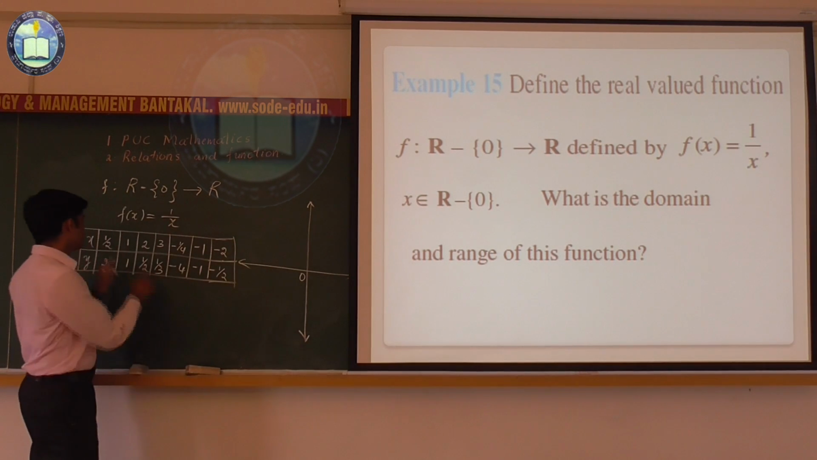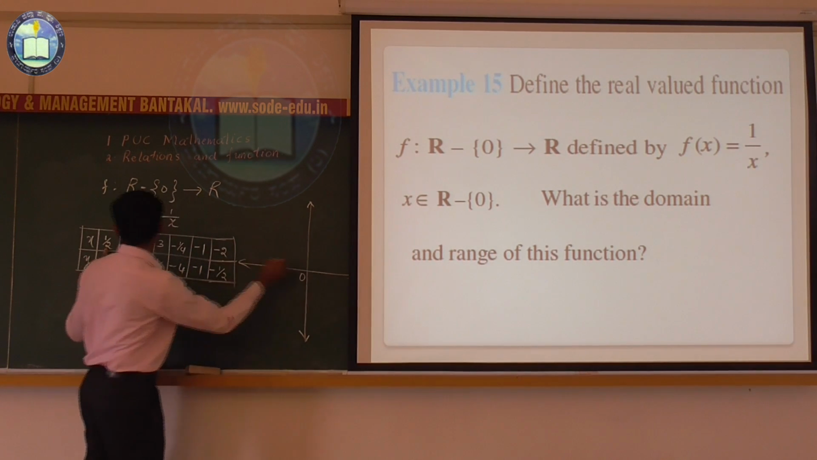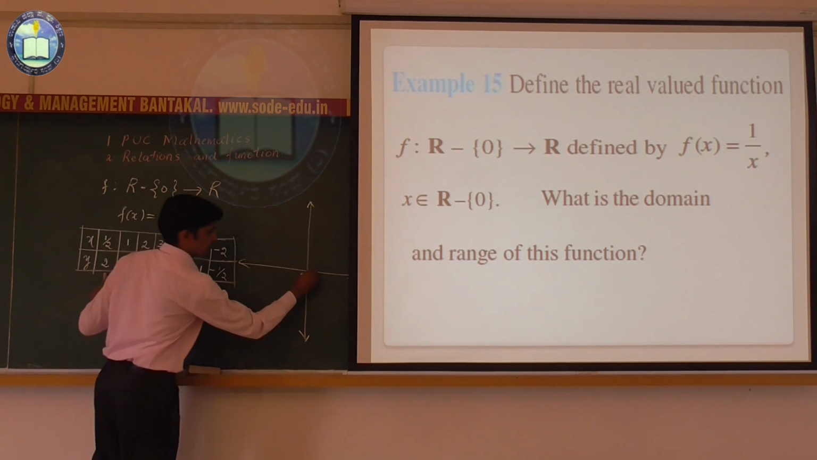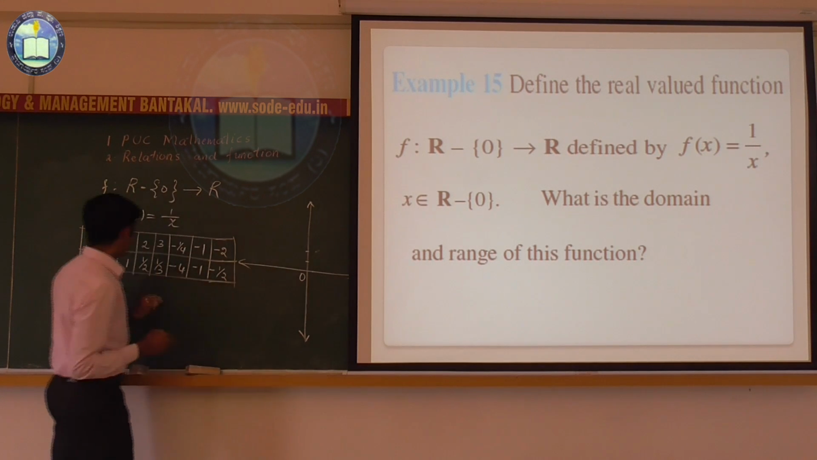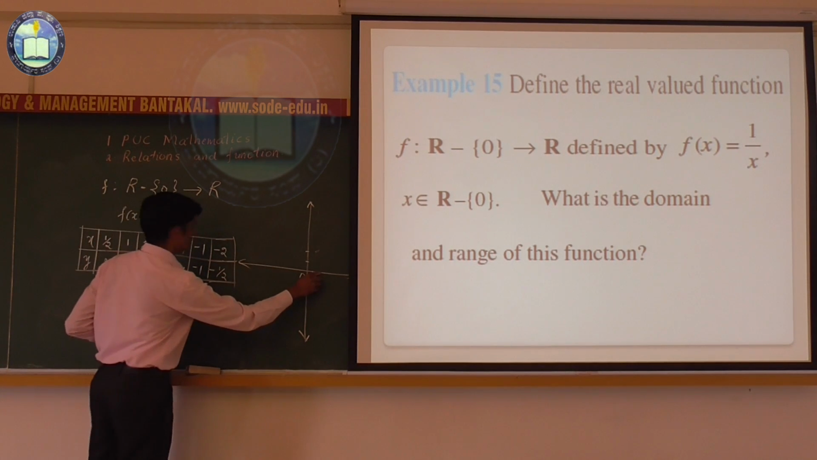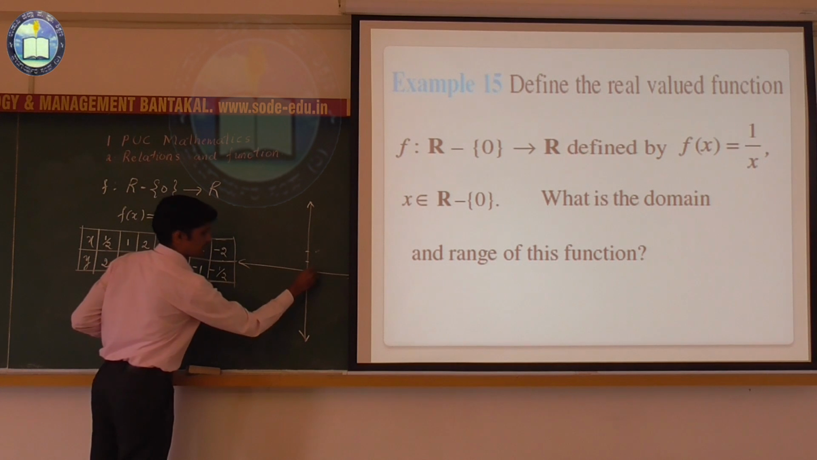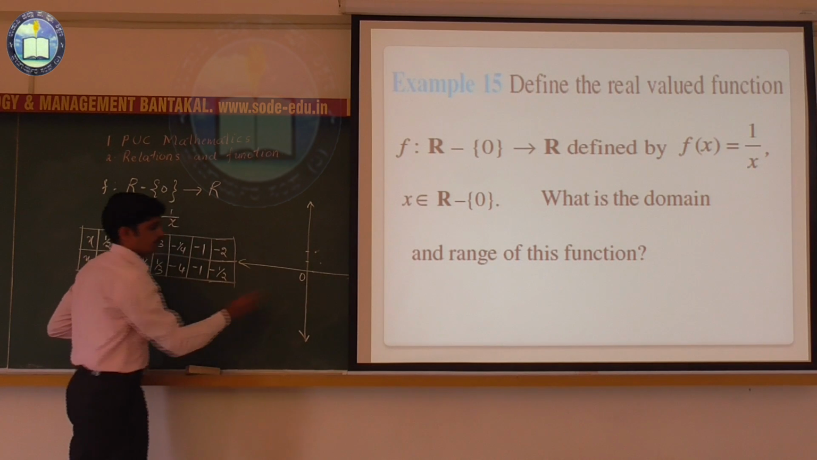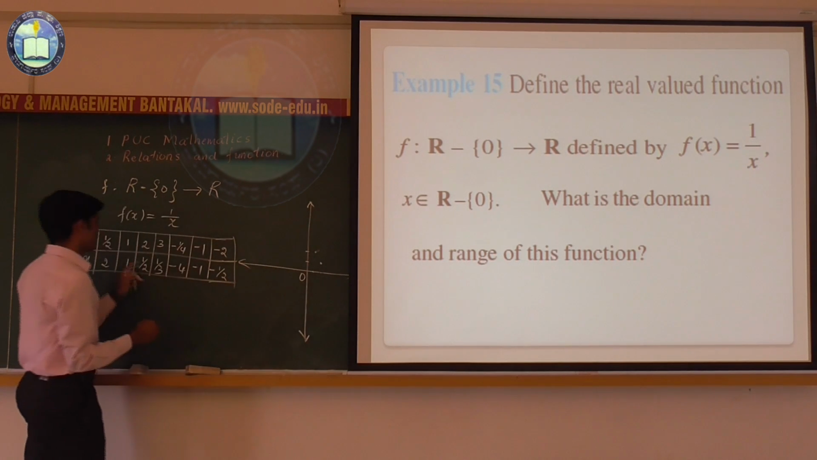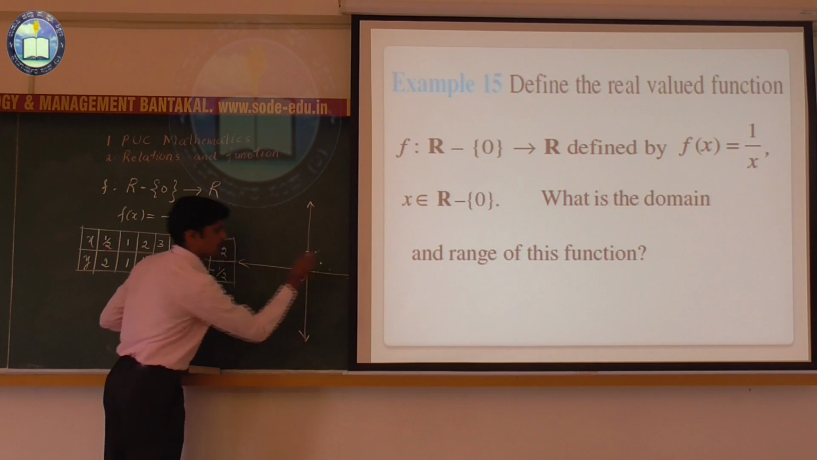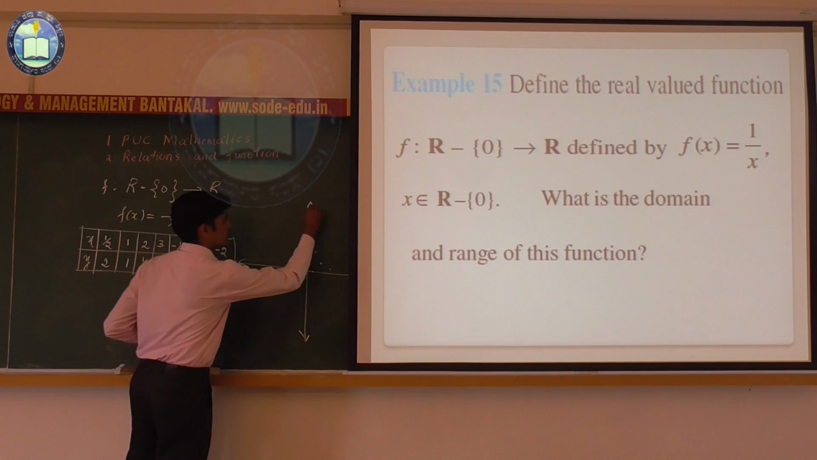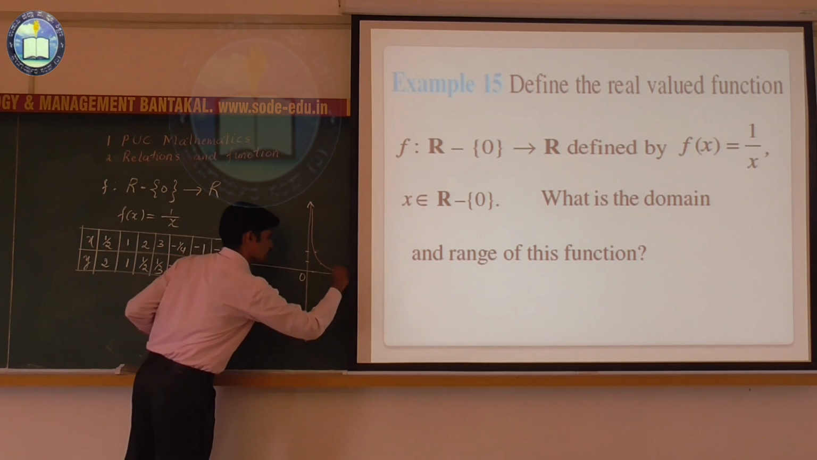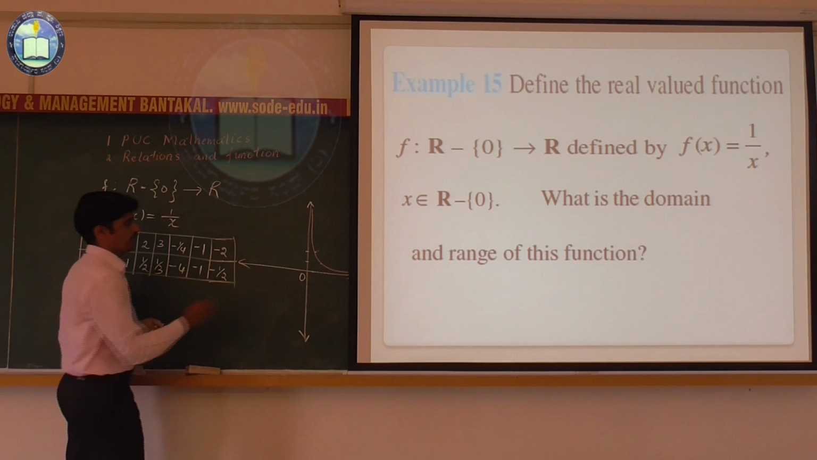This is the origin. When we give x equal to half, somewhere here, the value of y is 2. And when we give x is equal to 1, the value of y is 1. When x is 2, the value of y is half. So we can observe that the graph is decreasing here. So in that part, the function goes like this for all positive values of x.